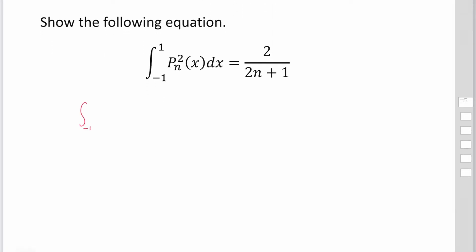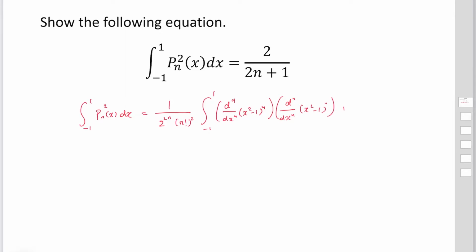The integral from minus 1 to 1 of P_n squared dx is equal to, using the Rodrigues formula, 1 over 2 to the 2n, factorial of n squared, the integral from minus 1 to 1 of the n-th derivative of (x squared minus 1) to the n, times the n-th derivative of (x squared minus 1) to the n, dx. So we use the Rodrigues formula.